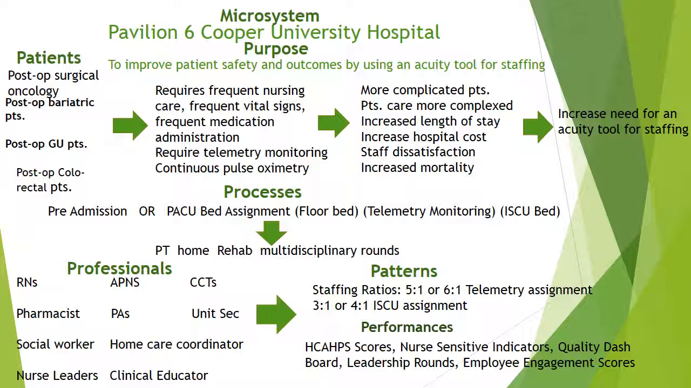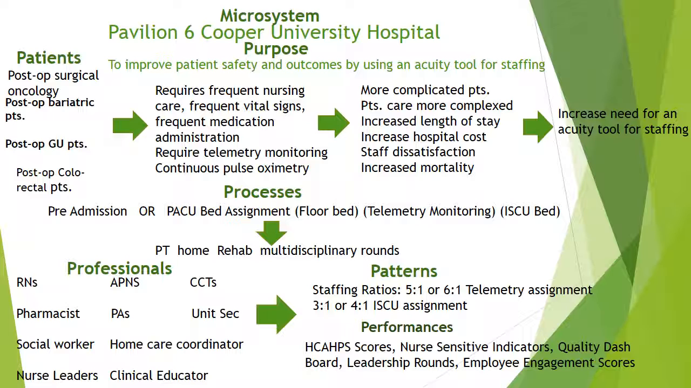Pavilion 6 has various levels of care: telemetry monitoring, and an intermediate surgical care unit, which is called the ICU. These patients require every 2-hour nursing care and documentation. They have continuous pulse ox. They may have arterial lines, central lines, many drains, and multiple medication administrations. Pavilion 6 can benefit from using an Acuity tool due to the complexity of their patient population.